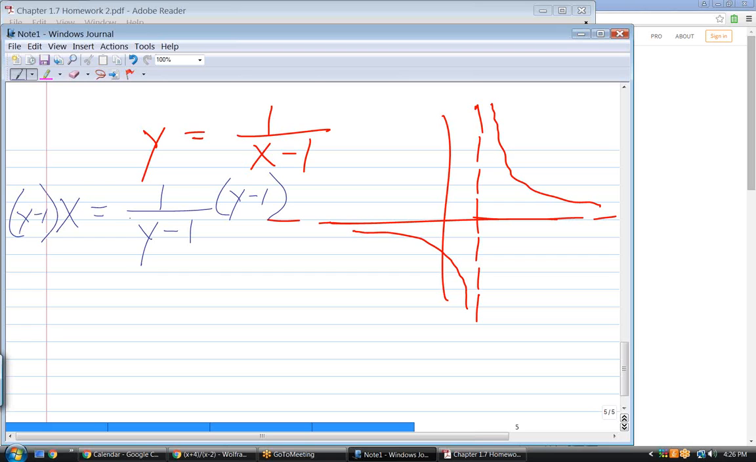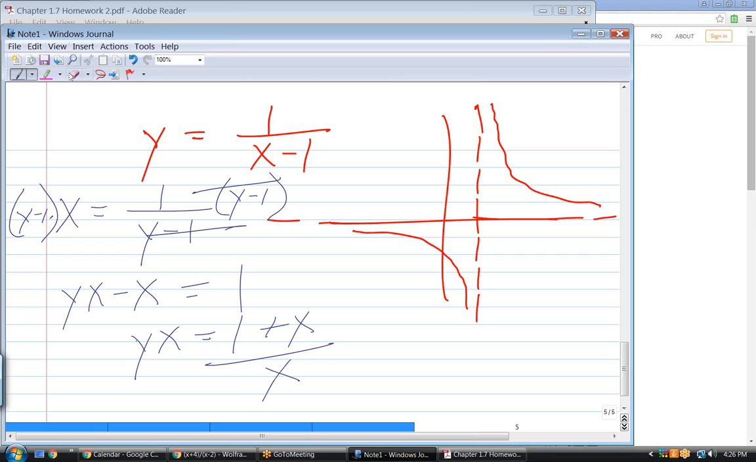Okay, well now that cancels with that. Now I distribute over here, and I get yx minus x equals 1. Add x to both sides. yx equals 1 plus x. Divide both sides by x. There's your inverse: y equals (1 plus x) over x.